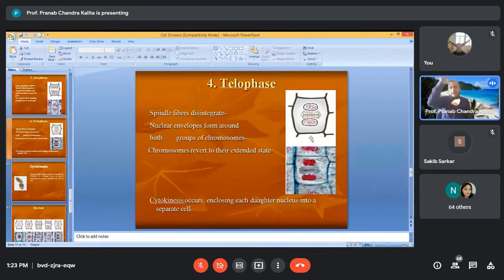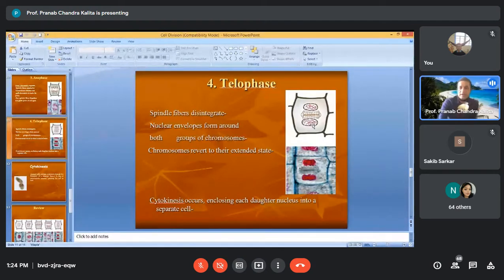And in telophase, what will happen? The spindle fibers disintegrate. Once the spindle fibers disintegrate, the nuclear envelope forms around both groups of chromosomes. The chromosomes revert to their extended state. And then cytokinesis occurs, closing each daughter cell into a separate cell.